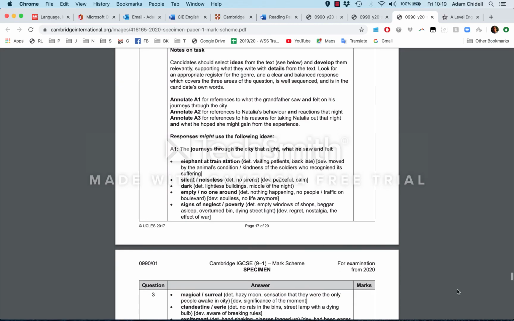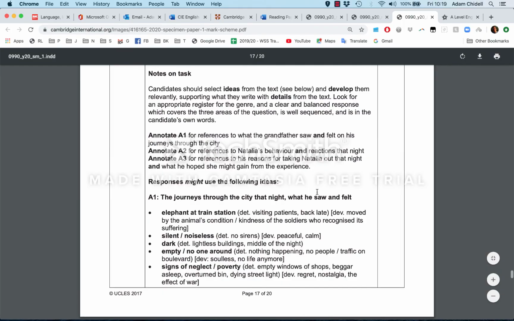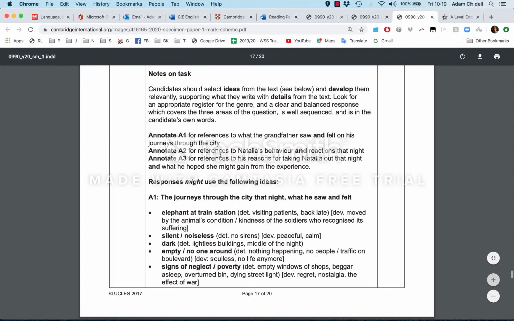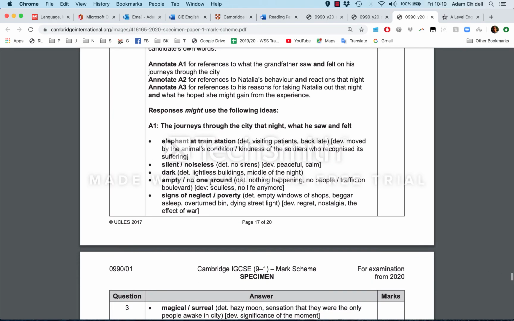Let's have a look at this. I'm going to zoom in a bit. For the first bullet point, you're thinking about what you, as the grandfather, saw and felt during your journeys. Let's have a look at this one, because actually we talked about this: the emptiness of the city, the fact that there was no one around. That's something you saw or observed.